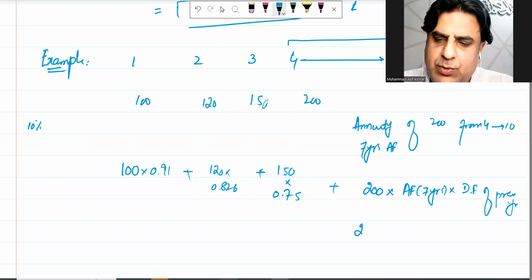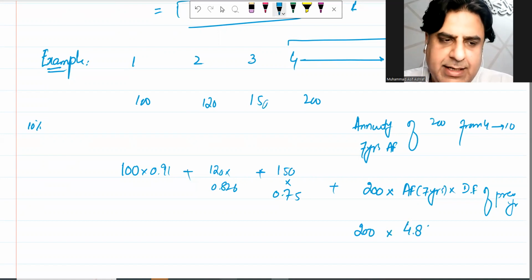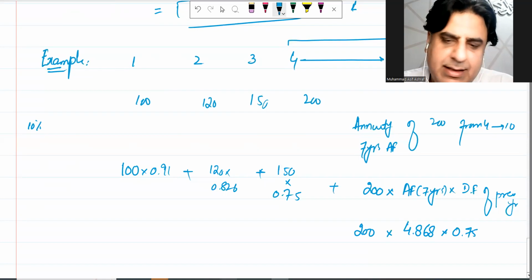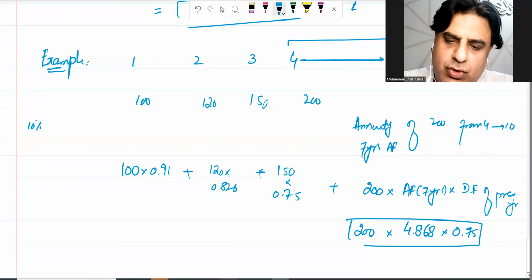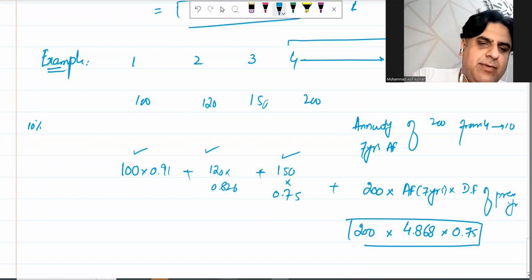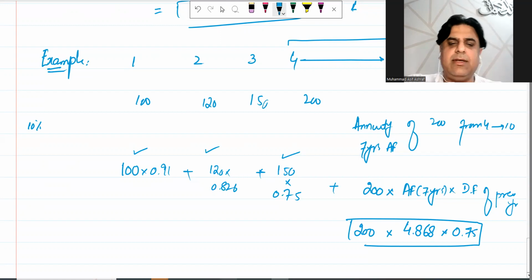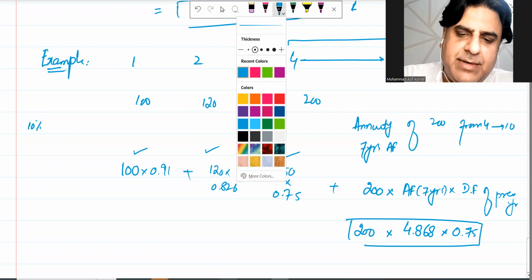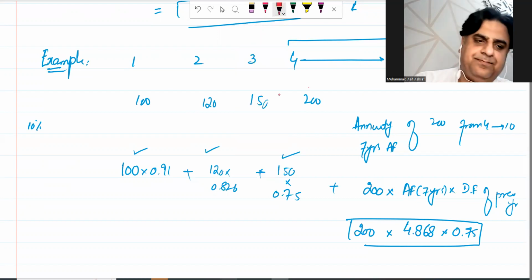So 200 into the 7 year annuity factor, which is 4.868, into, as the annuity starts from year 4, I'll multiply it with the third year discount factor. This is 0.75. Just add them and you will have the present value. So this is the concept of annuity and delayed annuity. Now let us move towards another concept, and that is perpetuity.